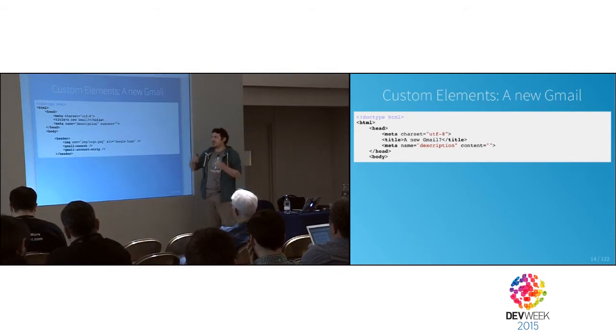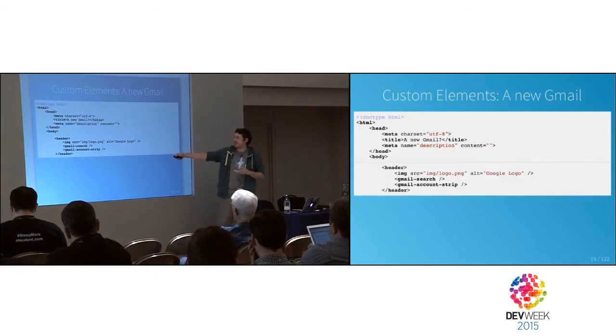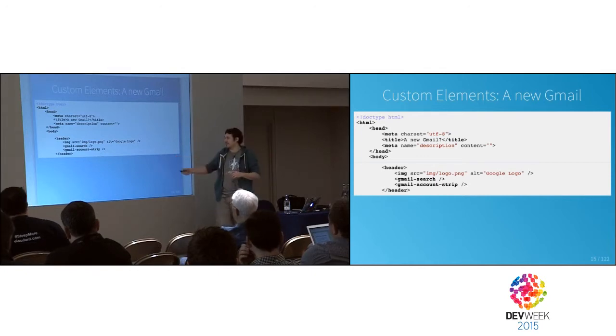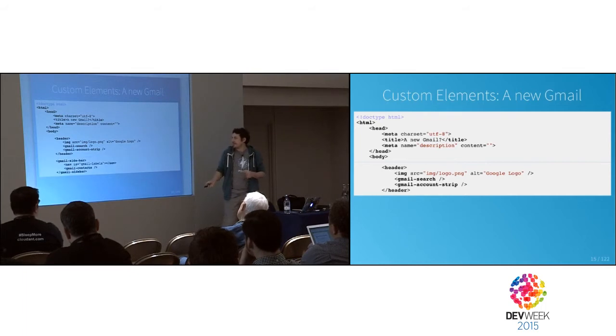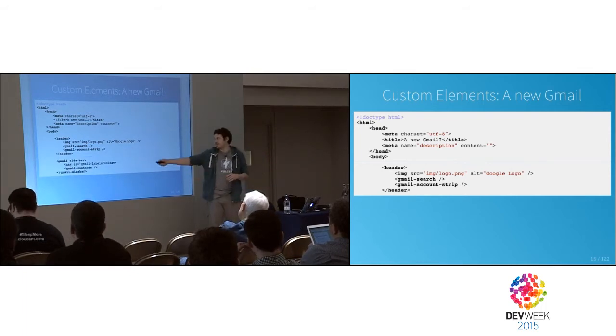So this is the new Gmail, say, and we've got a header, so we've got a bit of structure. Within the header, we've got a Gmail search element, so that's the search functionality. We've got an account strip, so the bit that lets you switch accounts and so on. We've got a sidebar, so the bit at the side that shows all the labels. In there, there's a nav, which is Gmail labels.